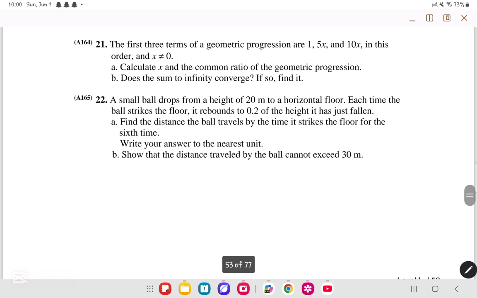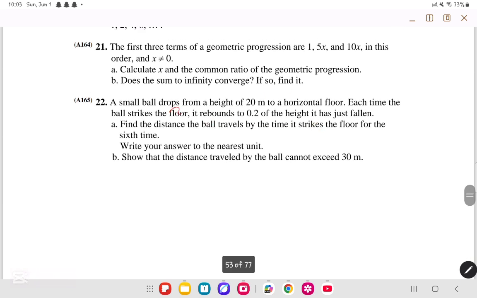A small ball drops a height of 20 meters to a horizontal floor. Each time the ball strikes the floor, it rebounds to 0.2 of the height it has just fallen. Find the distance the ball travels by the time it strikes the floor for the 6th time. Okay, so very simply for this, they want the distance the ball travels by the time it strikes the floor the 6th time. So they want the total distance.